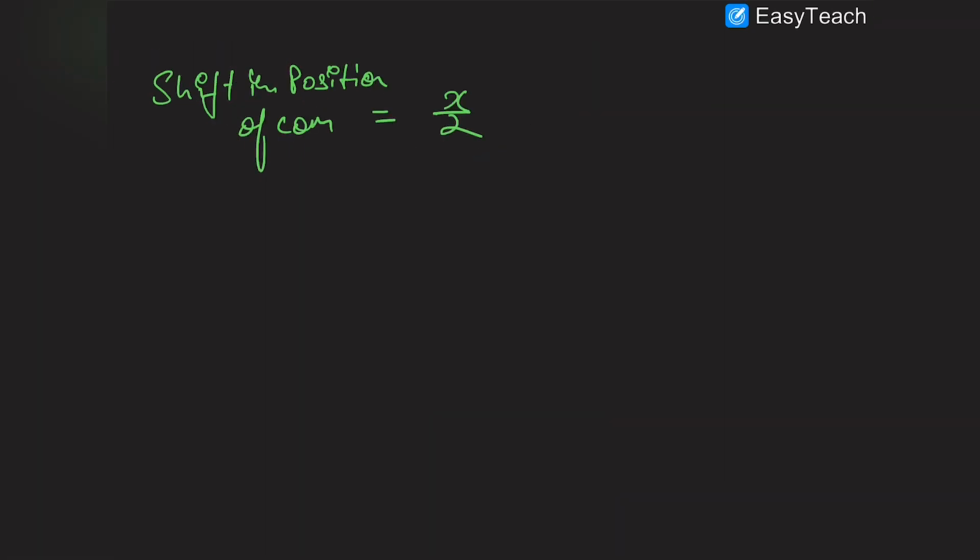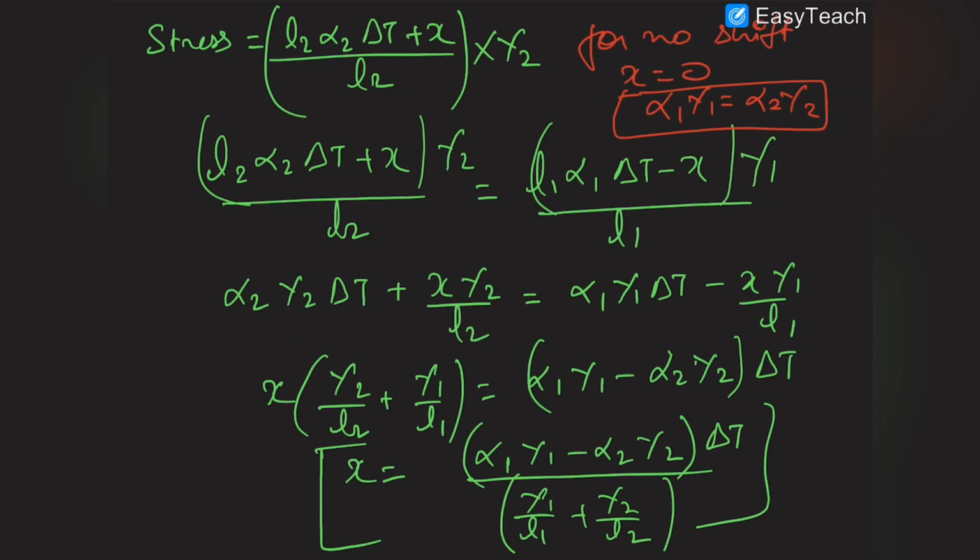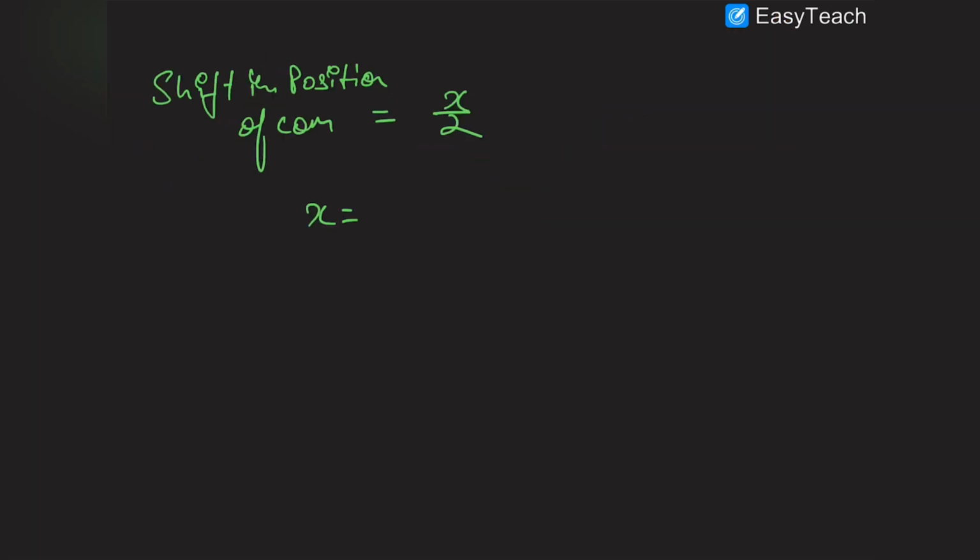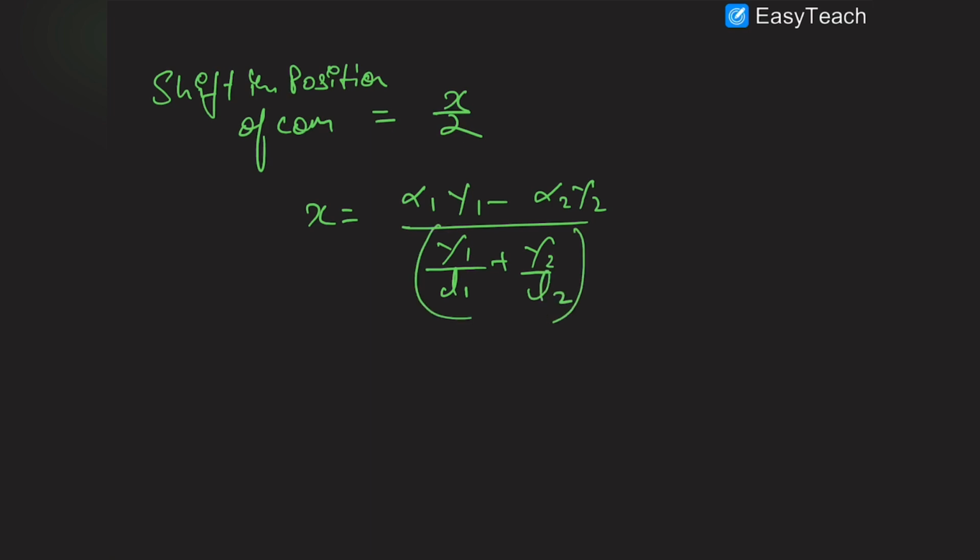Where x was equal to the shift which we have already calculated, (α1 γ1 minus α2 γ2) divided by (γ1 by L1 plus γ2 by L2), multiplied by Δt. So this is x, and the shift in the position of the center of mass is x by 2. Thank you.